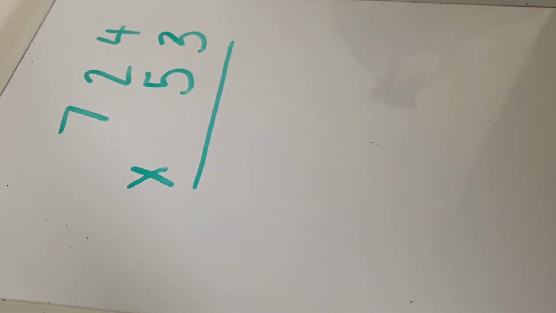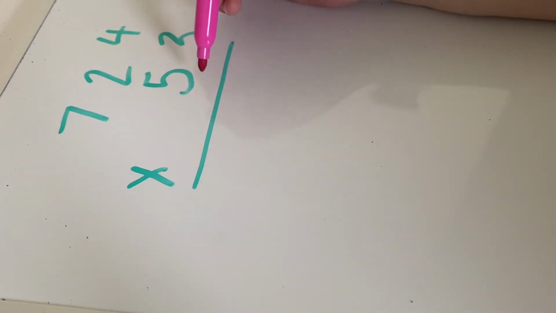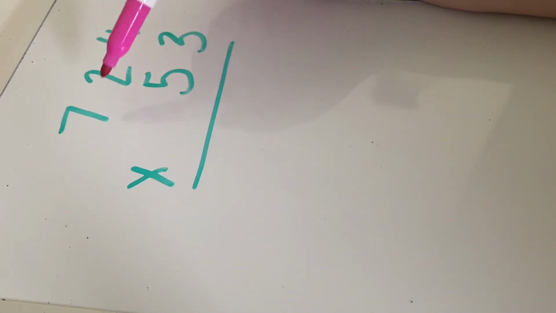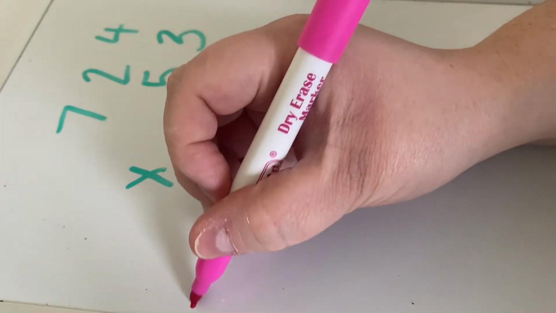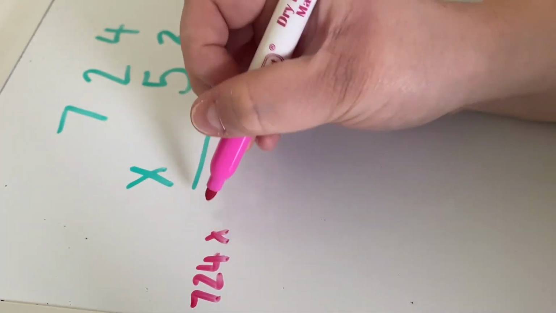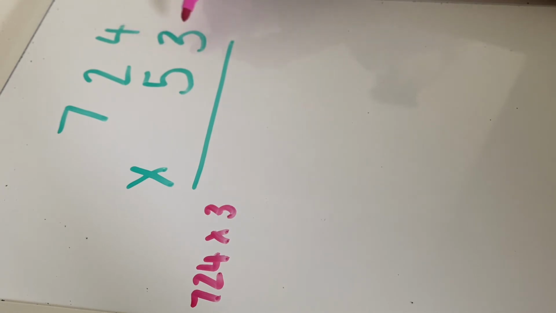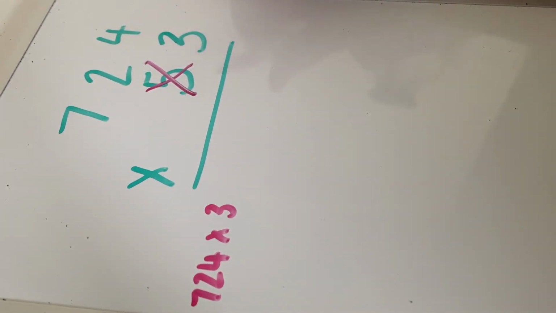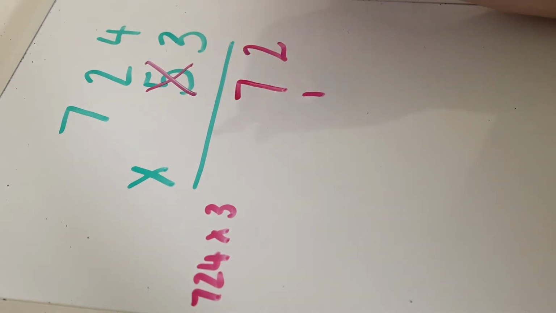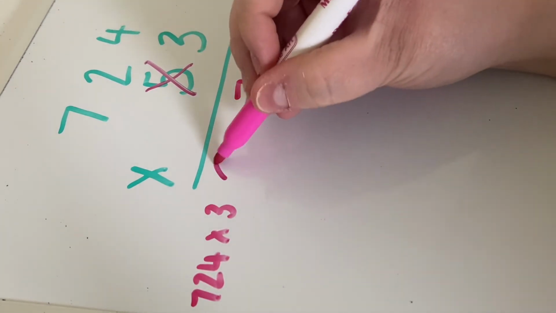Okay, so step 1, let's change the pen. Step 1 is we ignore the tens digit, the 5, and we just do 724 times 3. And we'll write that here, 724 times 3. So 4 times 3, remember you can easily cross it out. 4 times 3 is 12. 2 times 3 is 6, add 1, which is 7. 7 times 3 is 21.